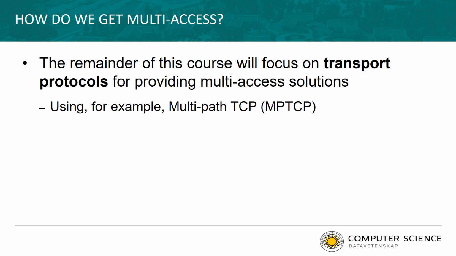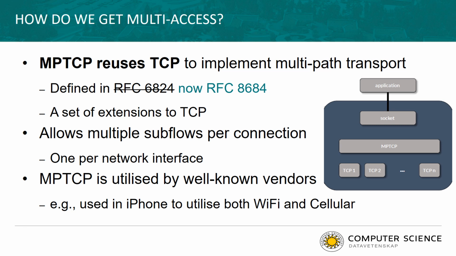So we will talk more about the details of these protocols in coming lectures, but let me just give a short introduction to how we can realize multi-access using MPTCP. So MPTCP reuses TCP to implement multipath support. And multipath TCP is defined in RFC 6824. We are now in the process of getting an update to the protocol with some enhancements and smaller modifications, but the basic principle will still remain the same also in the updated specification.